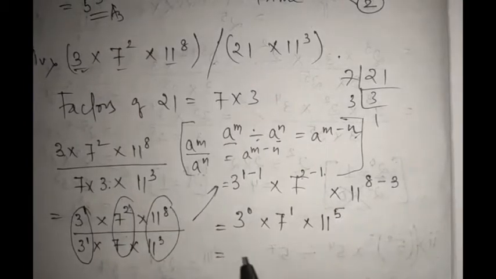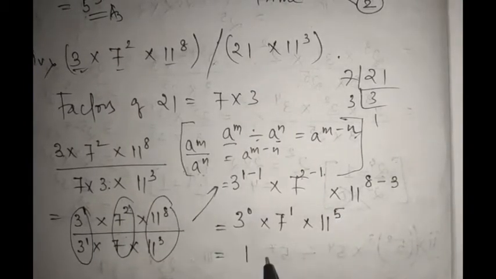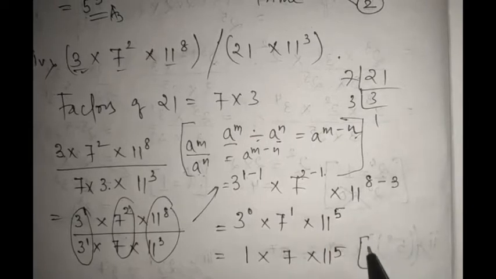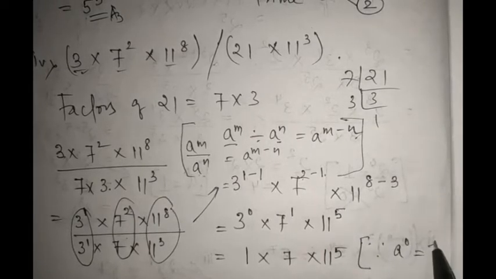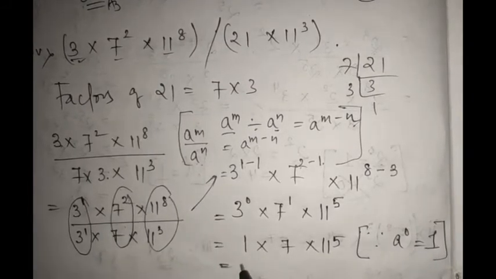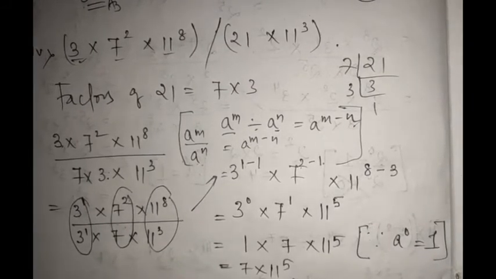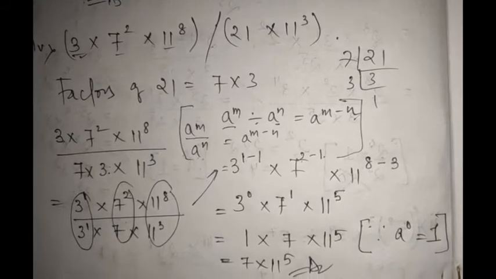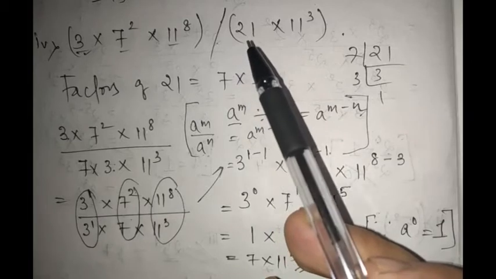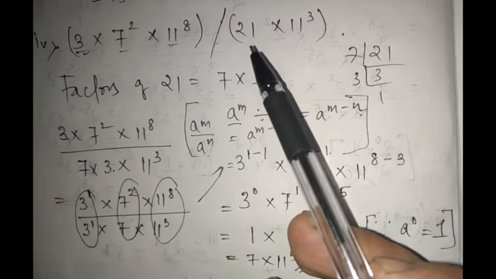Now you know that 3 to the power 0 is 1, as I told in the first part of the video. 7 to the power 1 is 7 and 11 to the power 5 stays as 11 to the power 5, since a to the power 0 is equal to 1. Whenever you have a base and the exponent is 0, then the value is 1. So you may write simply that 7 into 11 to the power 5 is your answer. Okay student, I hope you have understood this. So you have to convert the composite number into prime numbers first.